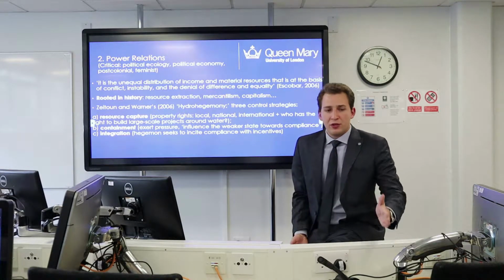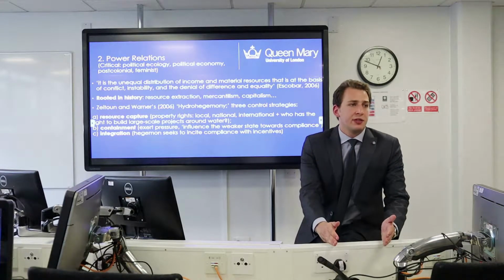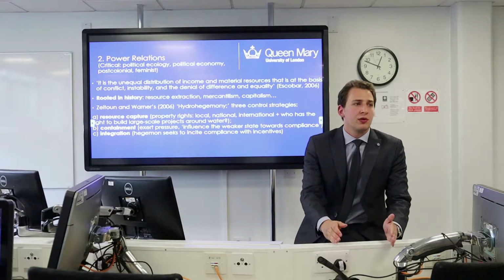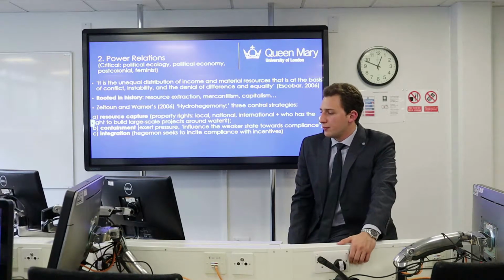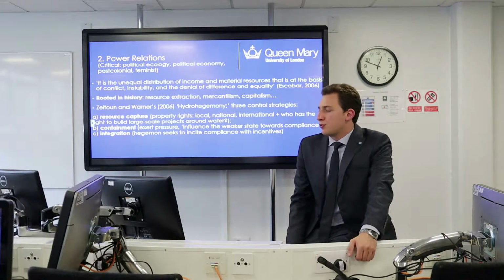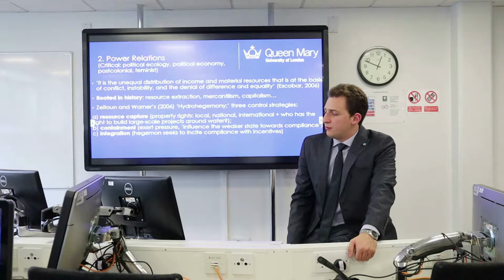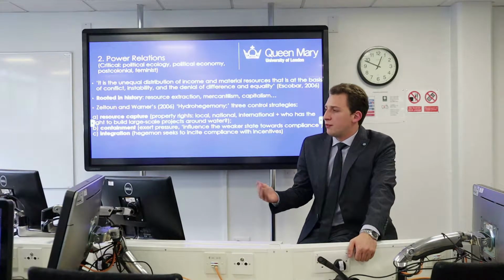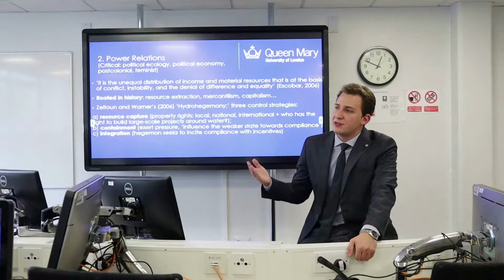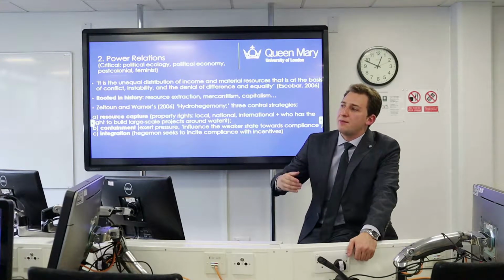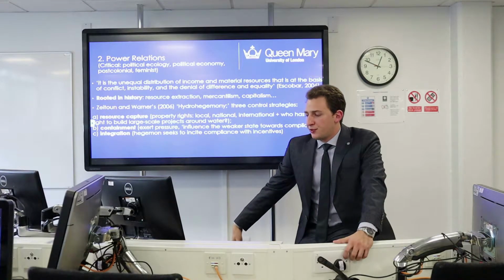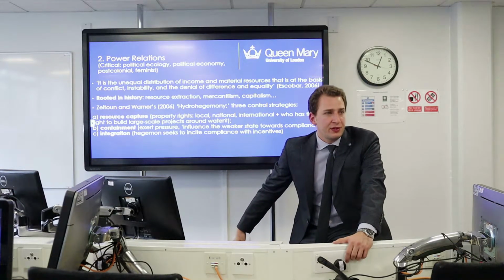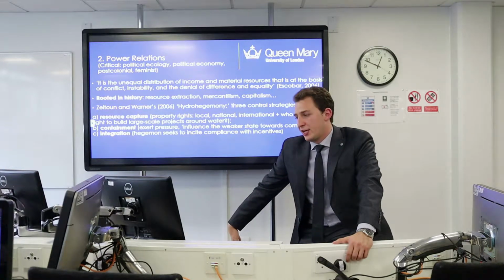So if you have stronger and weaker actor cases, states or companies or whatever the actors might be, the stronger actor might exert pressure on the weaker one and influence them to act towards compliance. So this is making some state or society comply because you're threatening and pressuring them. Now, containment is very different from integration.